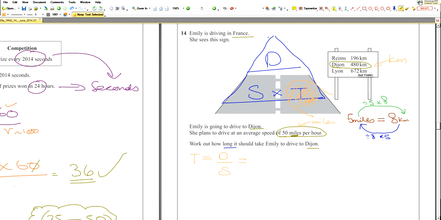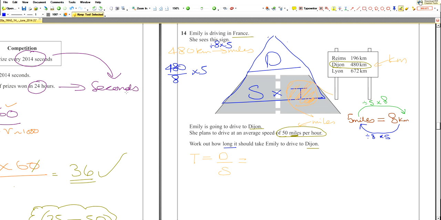So let's change, for example, kilometers into miles first. So we're going to change up here 480 kilometers into miles first before we start using the formula. So can somebody remind me? Kilometers to miles, what do we do? Kilometers to miles is here. So we have to first of all divide by 8 and then times by 5. So we have 480 divided by 8 times by 5.